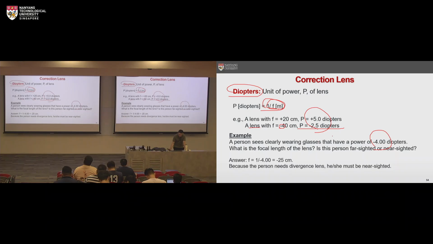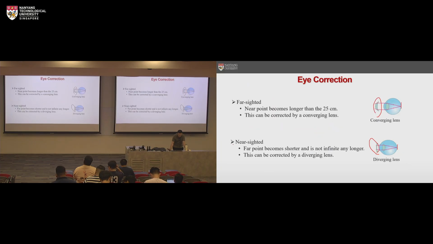If you're nearsighted, you should always look for a negative diopter, because you need a nearsighted eyeglass, which is a diverging lens with negative f. If you are farsighted, you should look for a diopter P that is positive, because you need a lens with a positive value to help you correct your eye lens.